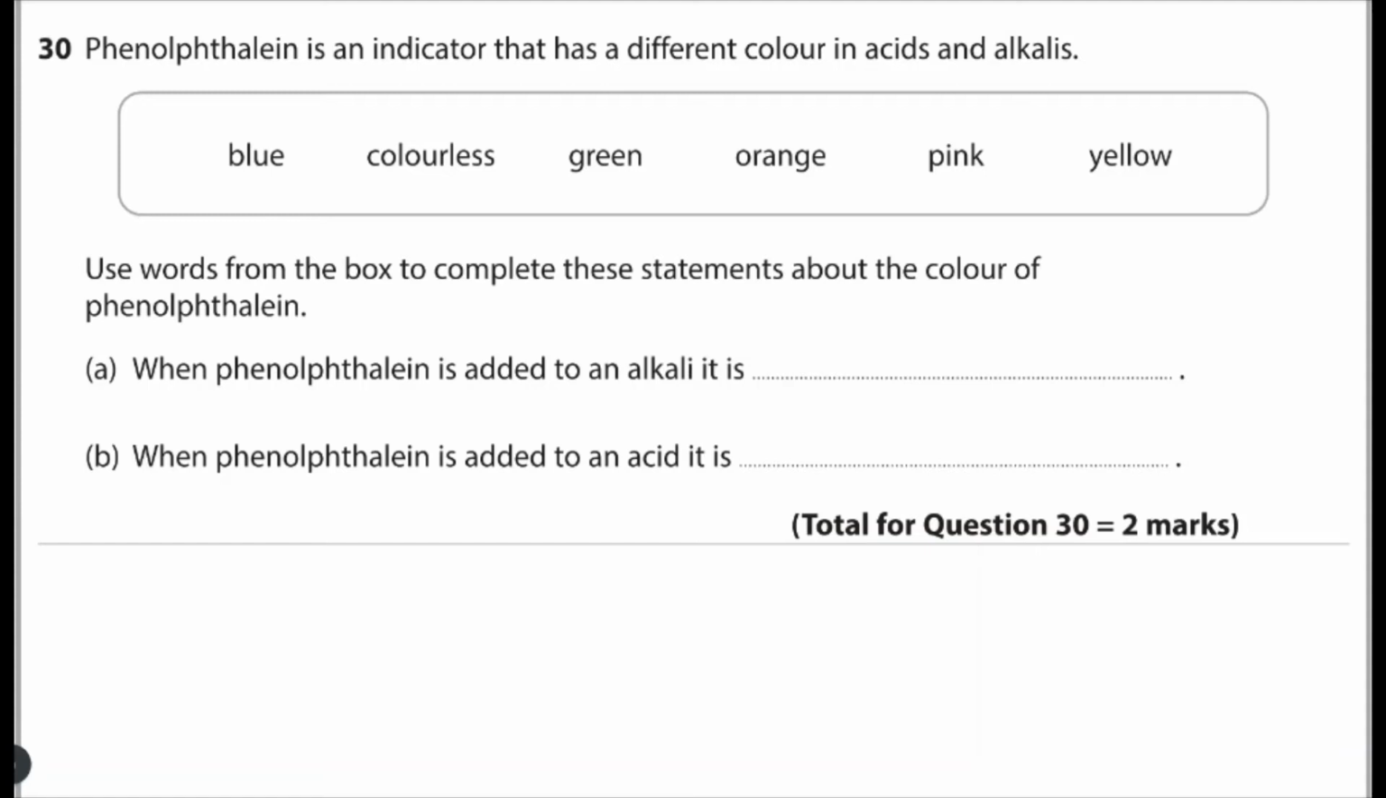When phenolphthalein is added to an alkali, it is pink in color. When phenolphthalein is added to an acid, it is colorless. And if it is in a neutral solution also, it will be colorless. We move to the next one.